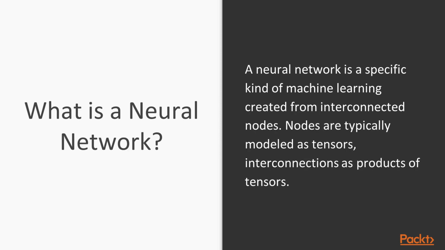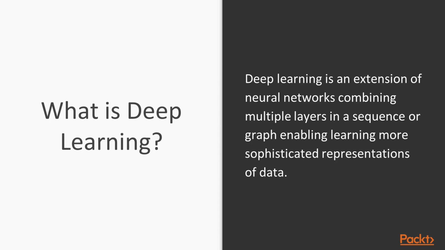Then what is a neural network? Well, a neural network is a specific kind of machine learning created from interconnected nodes. Nodes are typically modeled as tensors or multidimensional arrays, and interconnections are products or other mathematical combinations of these tensors. The tensors act together to form an overall network to compute an algorithm that's a solution to your problem. Then what is deep learning? Deep learning is an extension of neural networks combining multiple layers in sequence or a graph, enabling learning more complicated or sophisticated representations of data. Deep learning is advanced neural networks used to solve a wide array of problems.